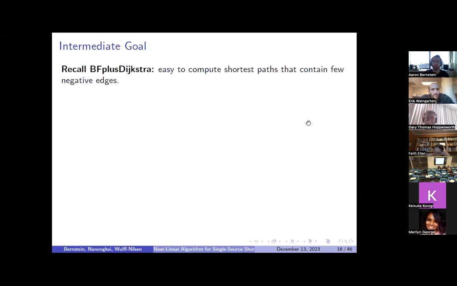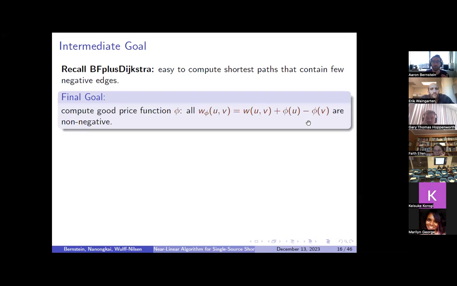Okay, so this is somehow the main takeaway of the second preliminary: we have this black box, which is going to tell us that it's easy to compute shortest paths that contain few negative edges. We're just going to plug this in as a black box. And the basic idea of how we're going to use this is, in the input graph, it might not be the case that shortest paths use few negative edges. But the idea is that we're going to define a price function that has this property. So our final goal is to have a price function where everything is non-negative.